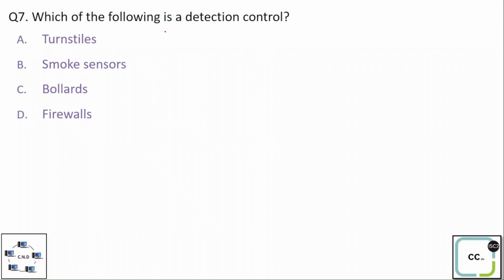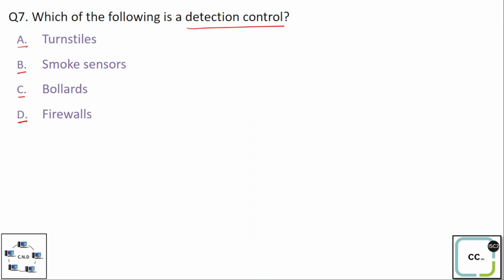Question number 7. Which of the following is a detection control? So there are multiple types of control. One is detection. Similarly, there are preventive control, physical control, and technical control. Here we are talking about a detection control that detects an intrusion. And the options are option A, turnstiles, option B, smoke detectors, option C, bollards, and option D, firewalls.